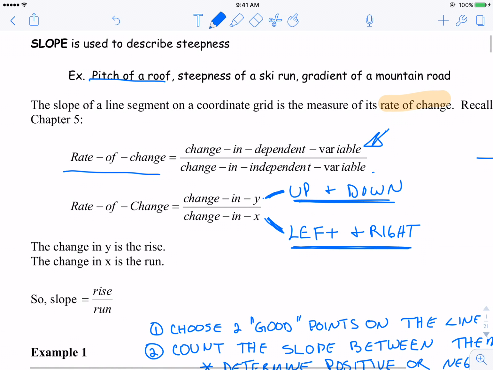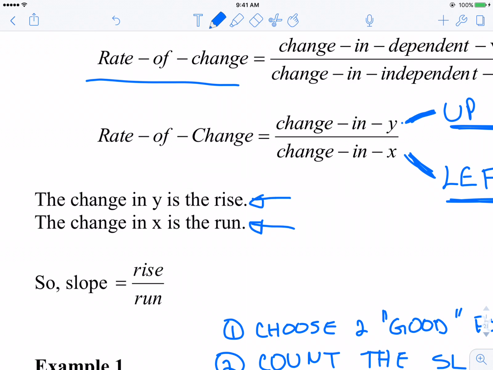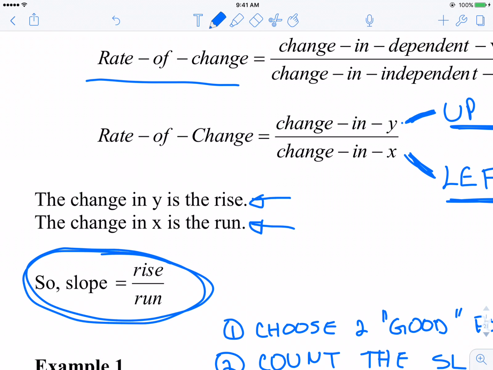Simply stated, change in the y, up and down, is the rise of the line. Change in the x, left or right, is the run. How far does it run? So we can simplify slope as being the rise and run of a line. So between 2 points, how far does the line rise over how far does the line run or go? Okay.